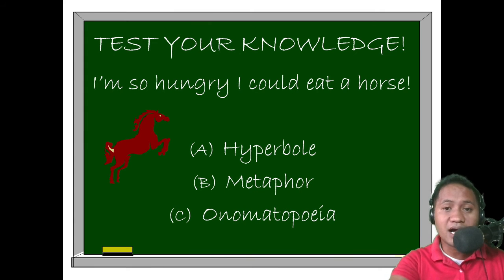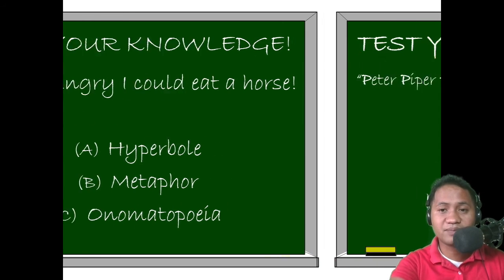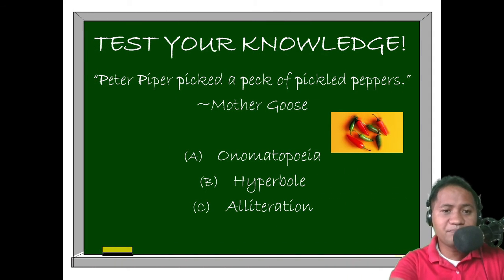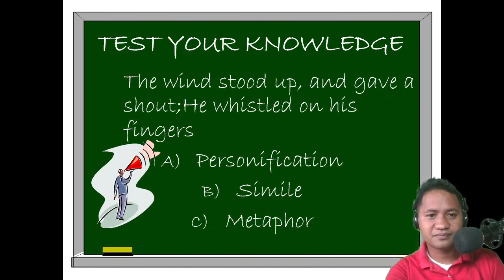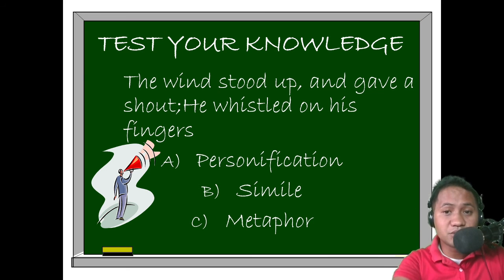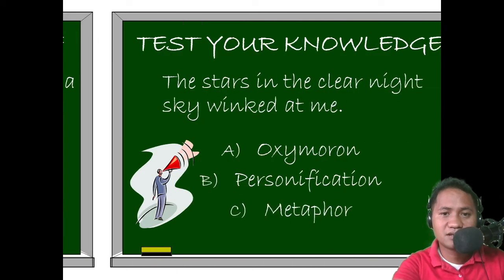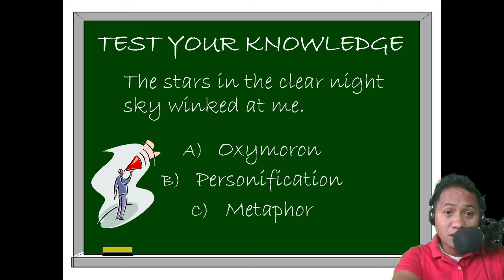I'm so hungry. I could eat a horse. A. Hyperbole. B. Metaphor. C. Onomatopoeia. Peter Piper picked a peck of pickled peppers. Mother goose. A. Onomatopoeia. B. Hyperbole. And C. Alliteration. Ano man? The wind stood up and gave a shout. He whistled on his fingers. A. Personification. B. Simile. And C. Metaphor. Kapag yun.